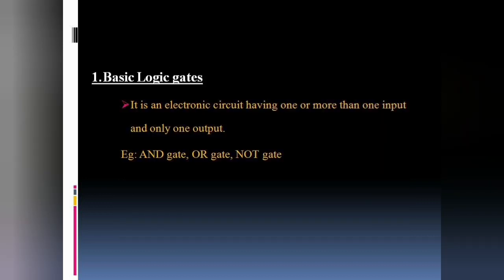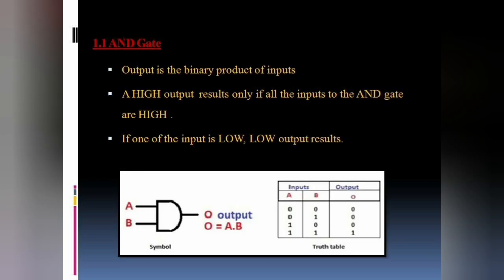First one is basic logic gates. All digital systems can be constructed by 3 logic gates. These basic logic gates are called AND, OR and NOT gates. It is an electronic circuit having one or more than one input and only one output. AND gate. In this case, output is the binary product of inputs. Here is the gate representation and truth table.